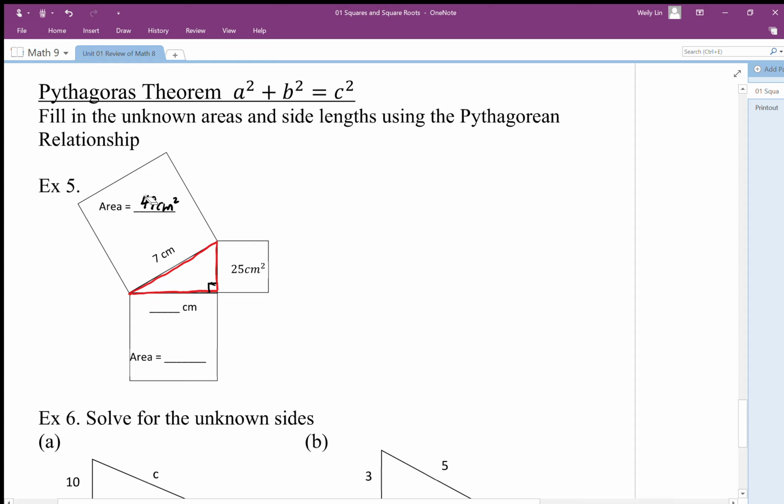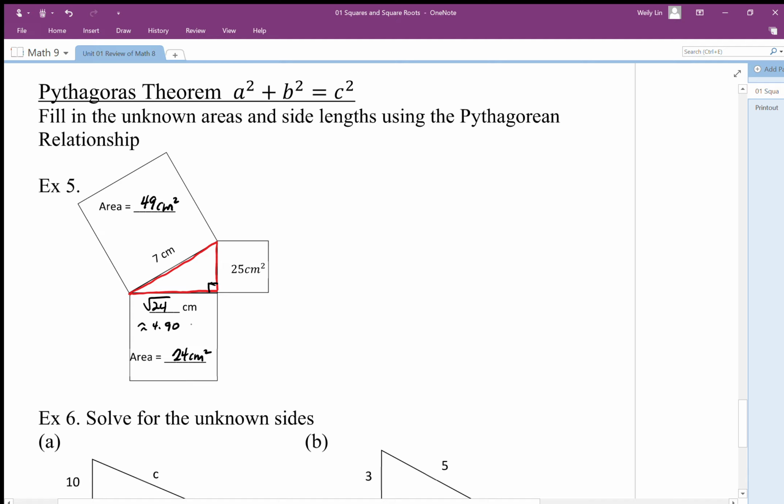So if I take away 25 centimeters squared from the 49, I end up with 24 centimeters squared. And from the 24 centimeters squared, I can find the side length of square root 24. And again, if I want to know approximately how long that is, I can just take the square root of that. So I can go 24 square root. It gives me approximately 4.89. So I'm just going to round that to 4.90.